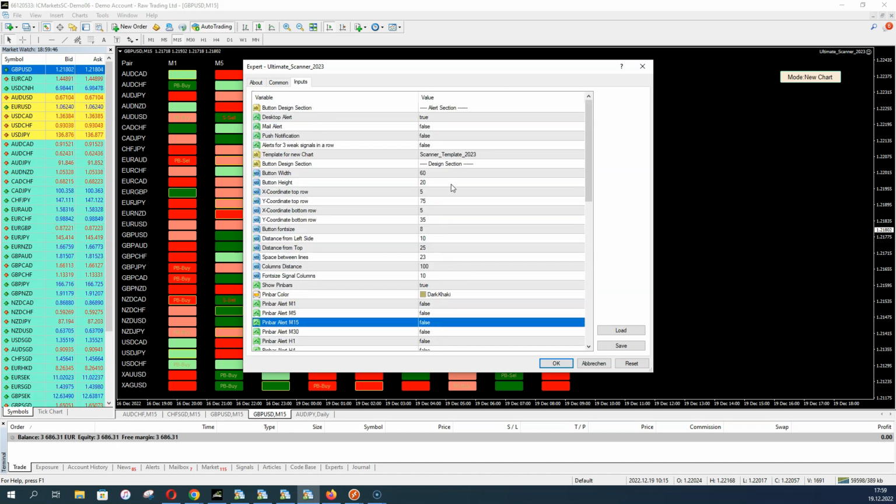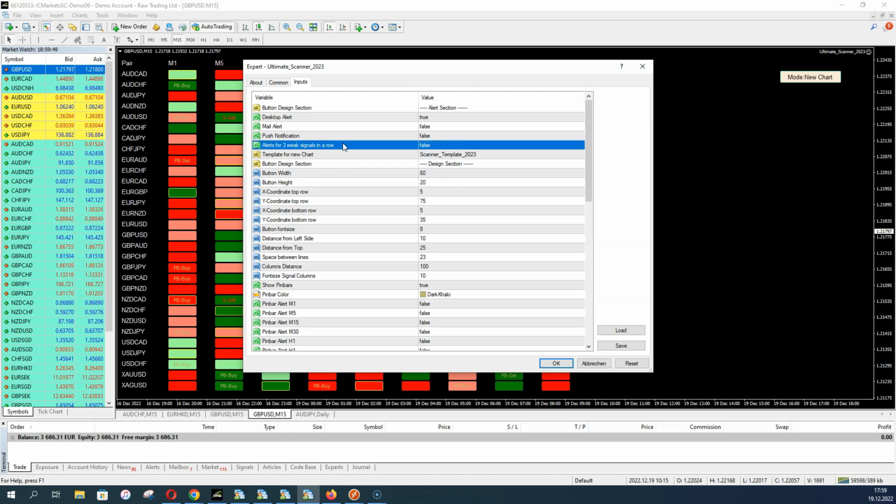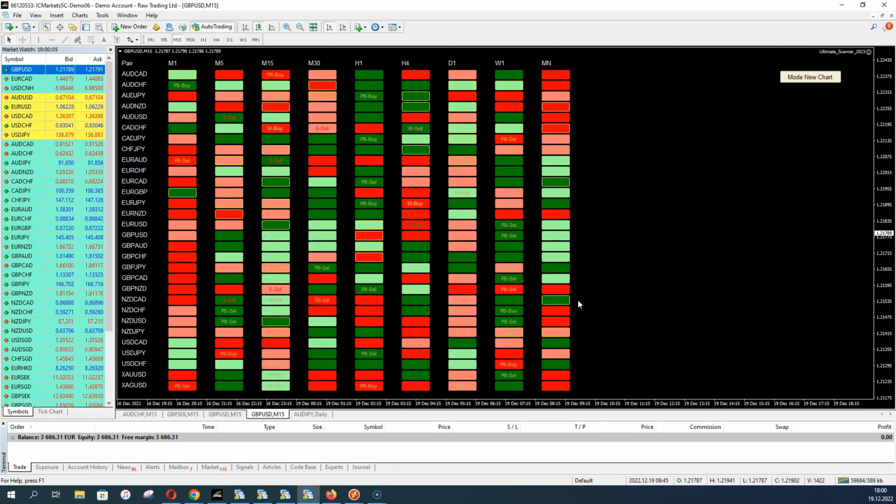And then last but not least, what are the alerts for 3 weak signals in a row? If you turn this to true, you would get an alert for 3 weak signals in a row. I traded this a lot after the first version of the Ultimate Scanner came out, because it gives you an alert as soon as you have 3 weak signals in a row. Like here, you have a weak signal on M15, on the next row and the next row. There are 3 time frames which have the signals. From M15 to H1 we have 3 weak signals in a row.